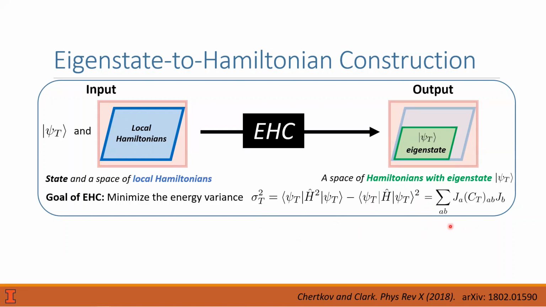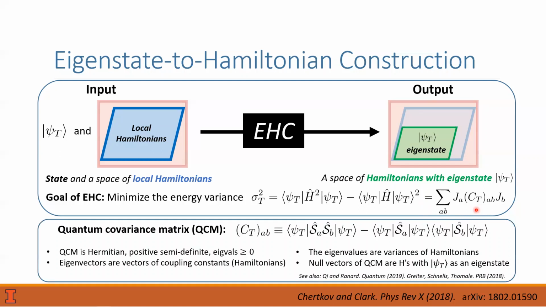And this quantity can be written as a quadratic form involving this matrix CT. Now this matrix is kind of the key quantity in this method. We call it the quantum covariance matrix, but it's basically a generalization of a statistical covariance matrix where instead of statistical expectation values with respect to random numbers, you take quantum expectation values with respect to observables. And this matrix has a number of properties, such as it's Hermitian, positive semi-definite, which means its eigenvalues are non-negative.